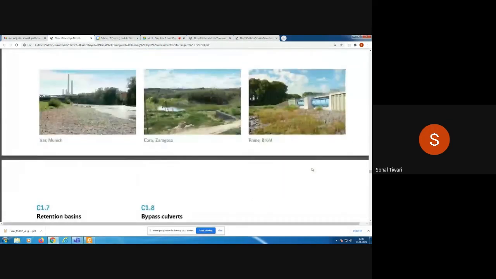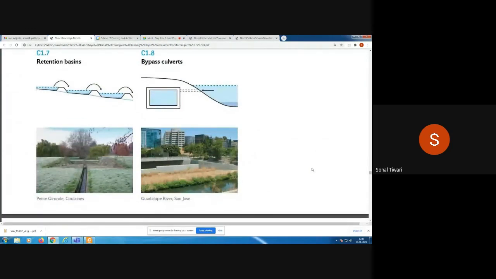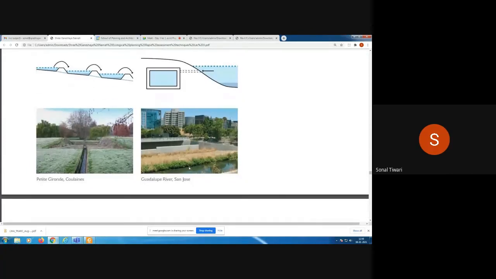So these are also talking of the same thing. So a series of retention ponds, detention ponds. So whatever water is getting fed to the river basin can be cleaned up using this natural sedimentation technique. So water from one goes to the other and the sediments are collected. So ultimately there is cleaner water. Then there can be design of bypass culverts.